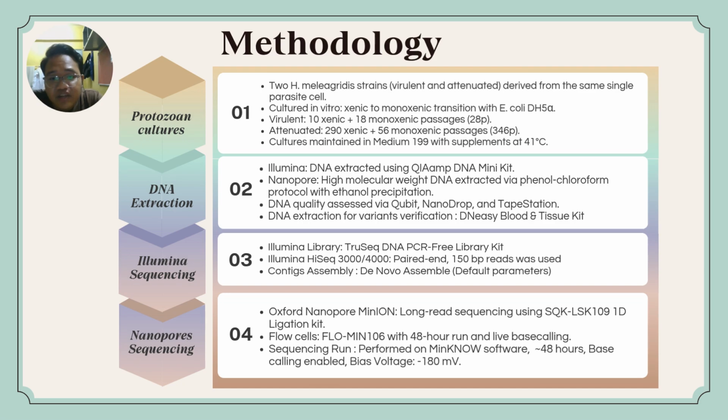The next is DNA extraction. DNA was extracted using the QIAamp DNA Mini Kit. High molecular weight DNA was extracted via a phenol-chloroform protocol with ethanol precipitation. DNA quality was assessed via Qubit, NanoDrop, and PippinHT station. And DNA extraction for variant verification was done with the DNeasy Blood and Tissue Kit.